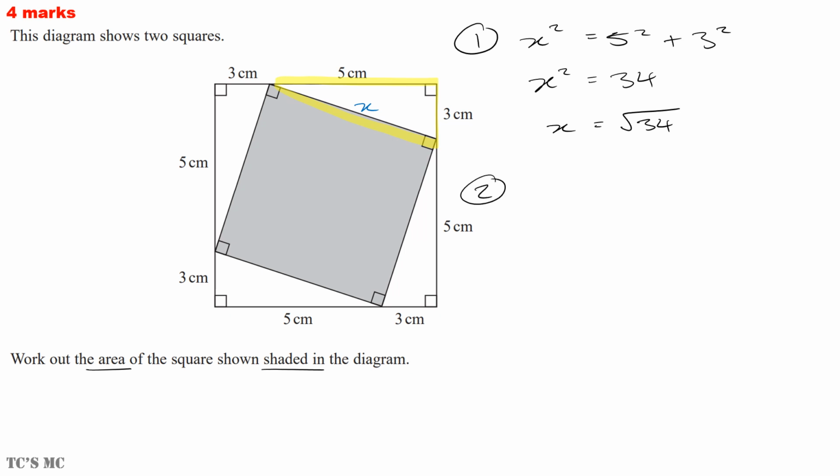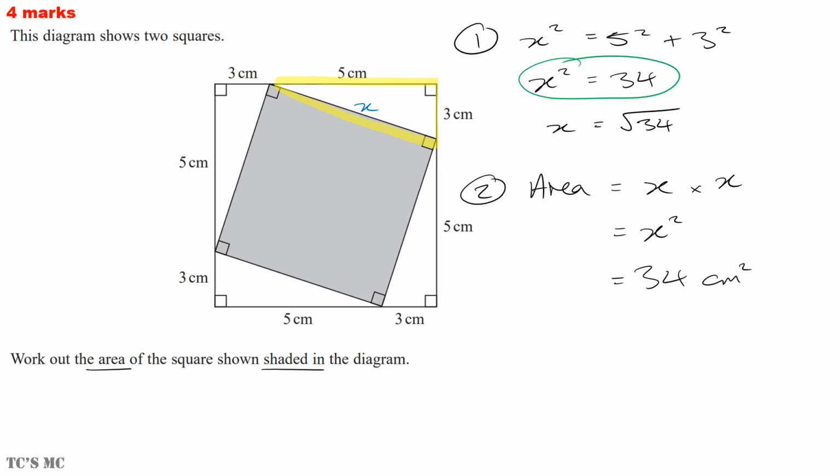Step 2, to work out the area, we need to do x multiplied by x, which is x squared. Notice we already have that from over here. That means our area is 34. We need to give the units for this question, and it's square centimetres. We get a third mark for writing 34 and a fourth mark for writing square centimetres.